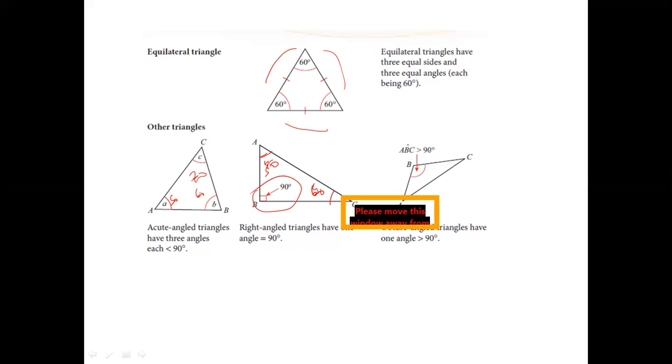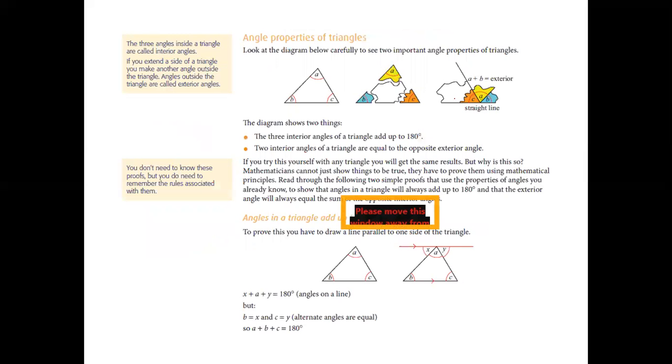And the last triangle, obtuse angle. What is obtuse? As you see, at least one angle is more than 90 degrees, so that's why its name is obtuse angle triangle. The three angles inside a triangle are called interior angles.